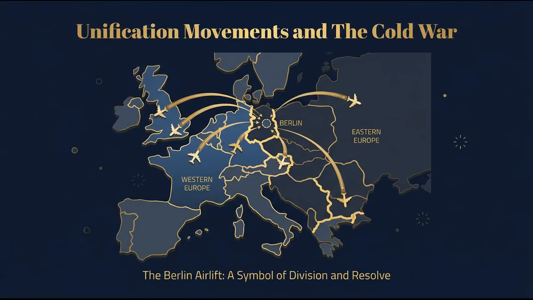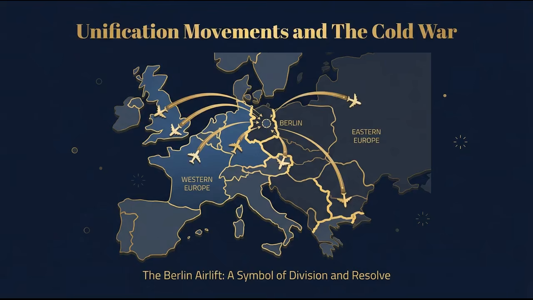Fast forward to the aftermath of the Second World War, and we see Europe divided once again, this time by the Cold War. After 1945, Europe split into Western capitalist democracies, which were largely aligned with the United States, and a Soviet-dominated communist Eastern Bloc.